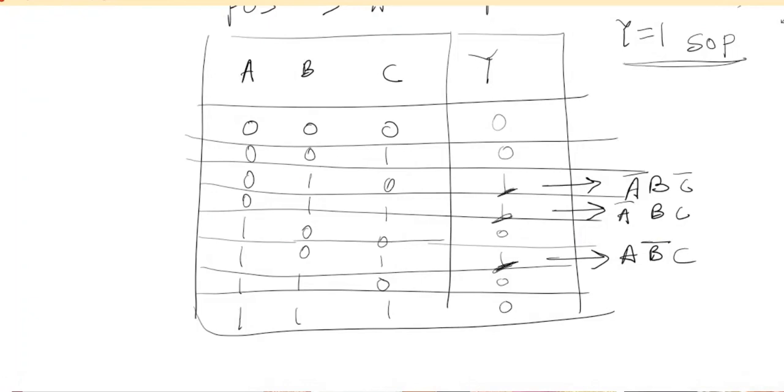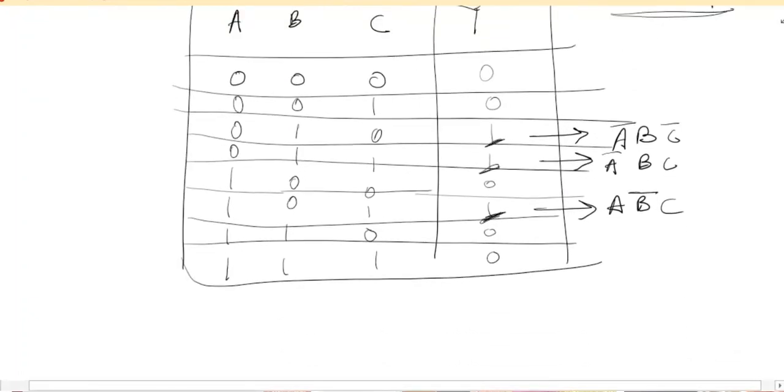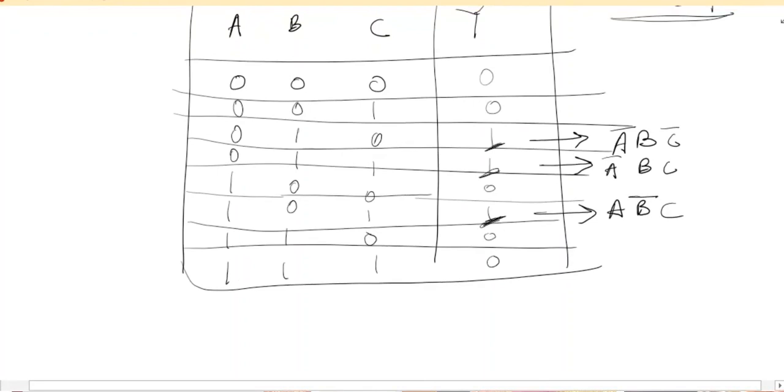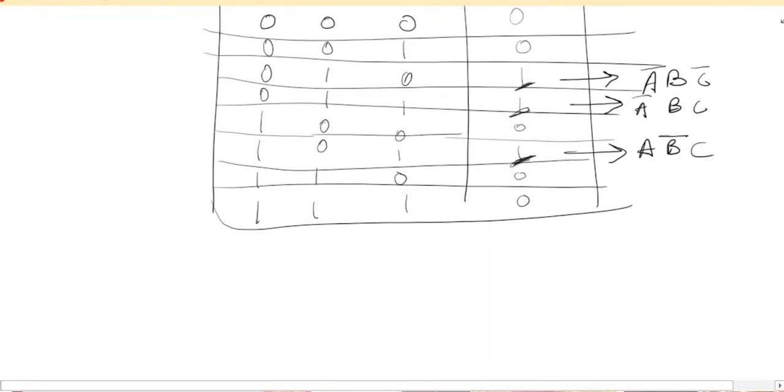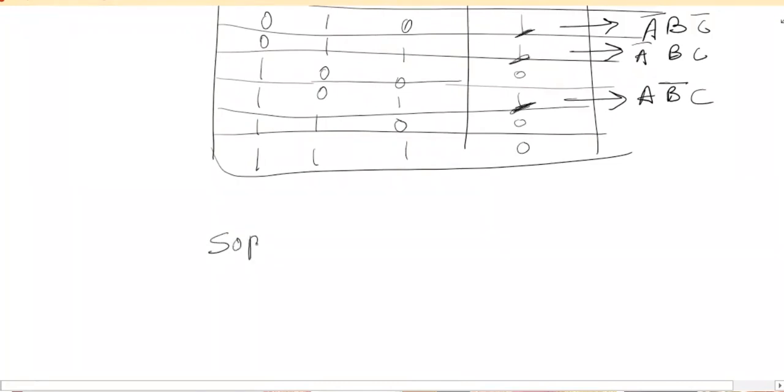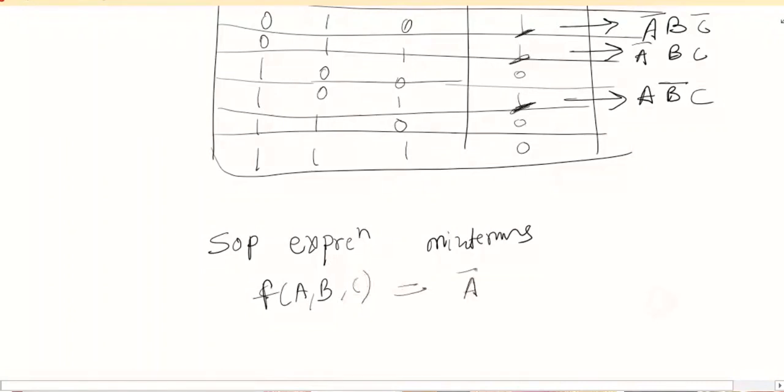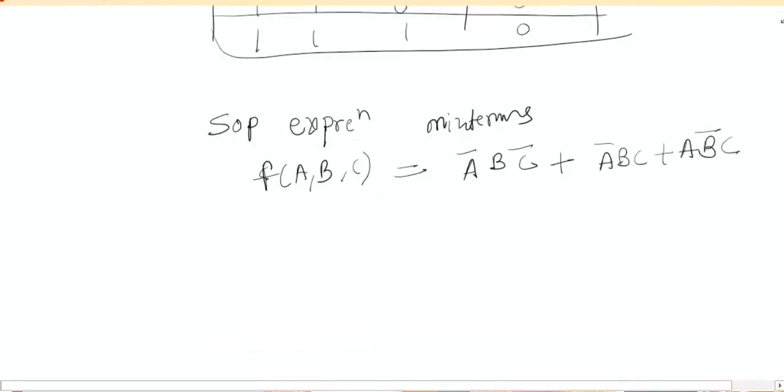Is any other output y equal to 1 input value there? No. So 3 min terms we have identified from this truth table. So how will I find the Boolean expression now? The SOP expression with the min terms. So my SOP expression is f of ABC equals A B C bar plus A bar B C plus A B bar C. So I'll get the Boolean expression like this for the function f.